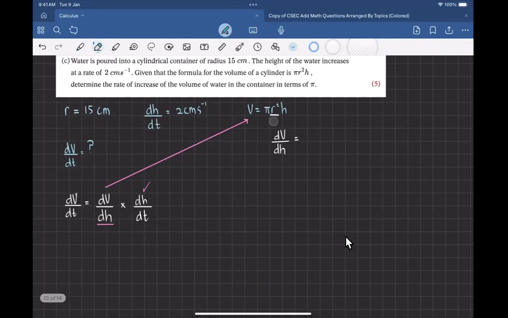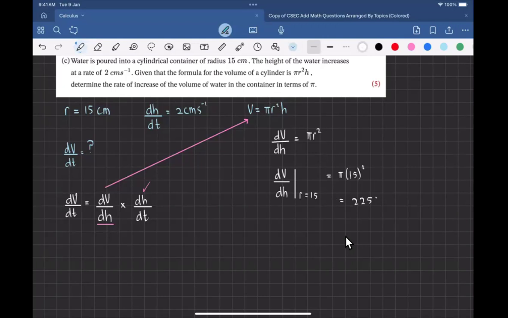I want you to imagine that pi r squared is a term by itself, multiplied by h. Anytime you differentiate 5x you get 5, or 2x is 2. So if I differentiate pi r squared h, the answer is just pi r squared, right? And what did it tell us the radius was? Radius was 15. Right, 15 squared is 225, so 225 pi.